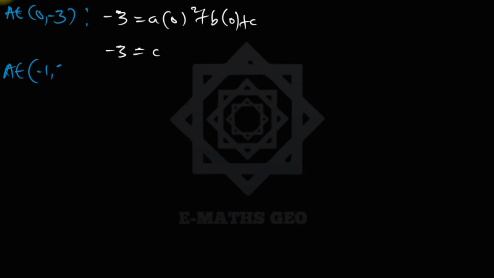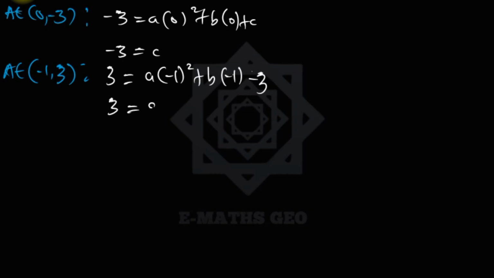So we substitute again: x is minus 1, y is 3. So 3 equals a times (minus 1) squared plus b times minus 1 plus c. Instead of writing plus c, we now replace it with minus 3. Have you seen why I had to get c first before any other? So this is 3, this is a, this is minus b, this is minus 3, making the equation 6 equals a minus b. Let's call it equation 1.